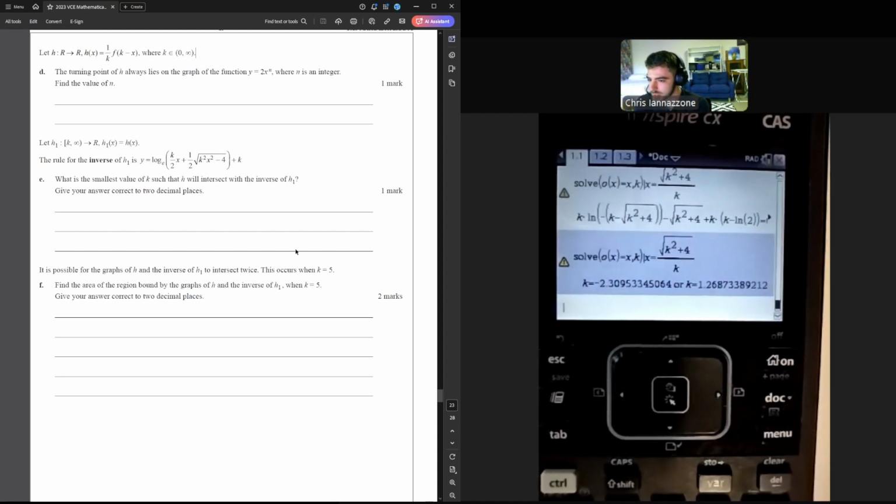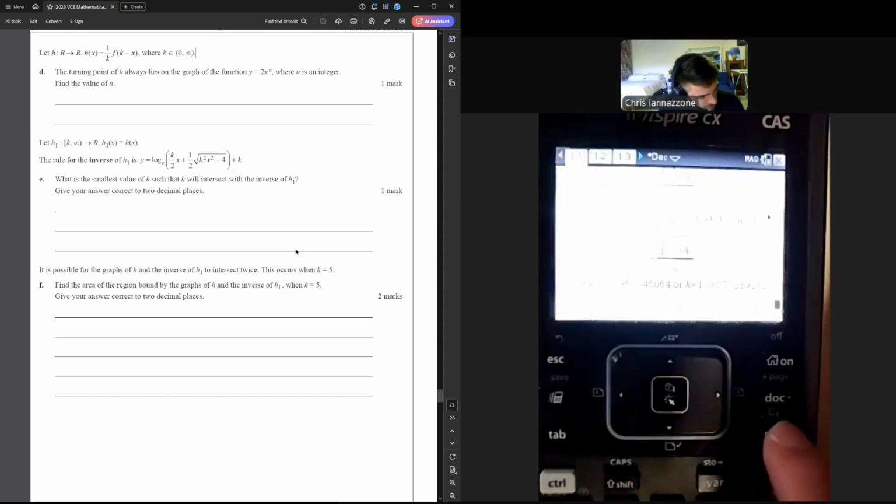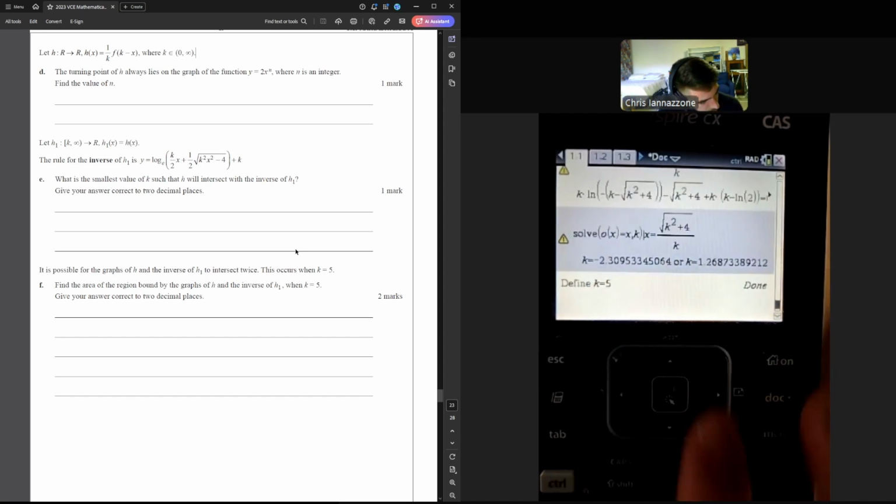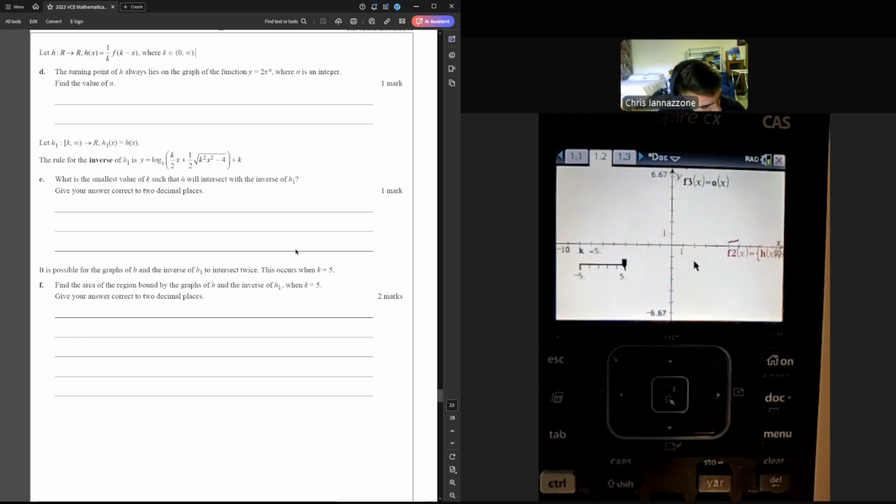So we're told that at k equals 5, the two graphs will intersect twice, and we need to find the area of the region that is bound by those two curves when k equals 5. And, well, we're giving it to 2 decimal places, but whatever. So one of the first things we can do off rip is just set k equal to 5. Nice and easy. If we go back to our graph, we should identify that in fact they do intersect twice.